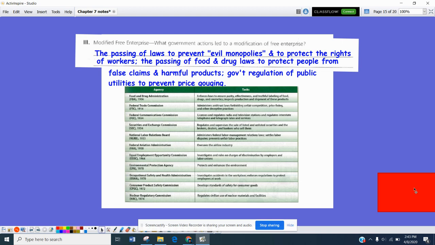EPA out of the Nixon administration, protecting and enhancing the environment. OSHA, also out of the Nixon administration, investigating accidents and workplace safety. Consumer Product Safety Commission, again out of the Nixon administration, developing standards of safety for consumer goods. And the Nuclear Regulatory Commission, kind of out of the Nixon into the Ford era, regulating civilian use of nuclear materials and facilities. All of that is for our protection.